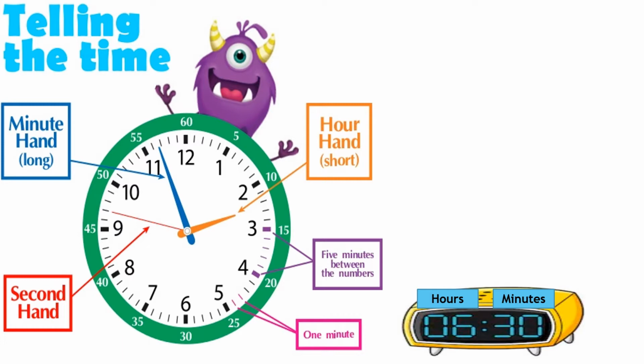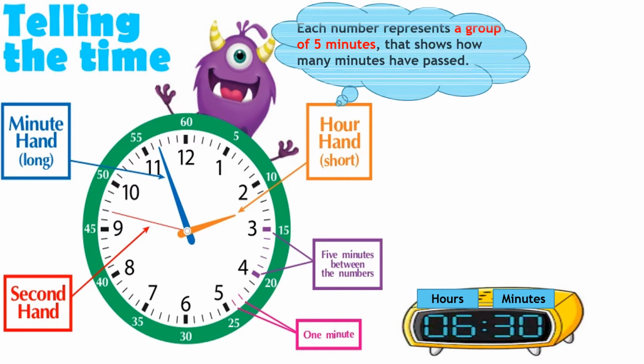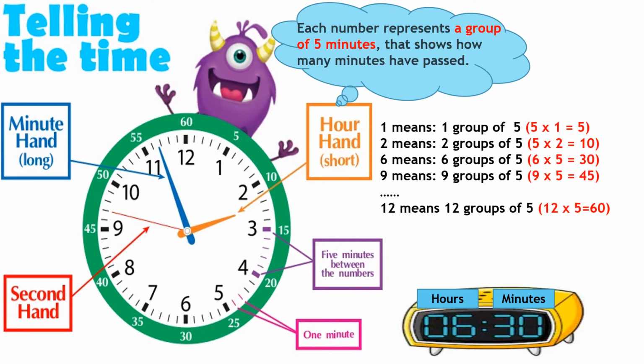Between each number and the next one, we have 5 minutes. Our monster here will tell us. Each number represents a group of 5 minutes that shows how many minutes have passed. So when the long hand moves from 12 to 1, it means 5 minutes have passed. So it means one group of 5 minutes has passed. So 1 means one group of 5.